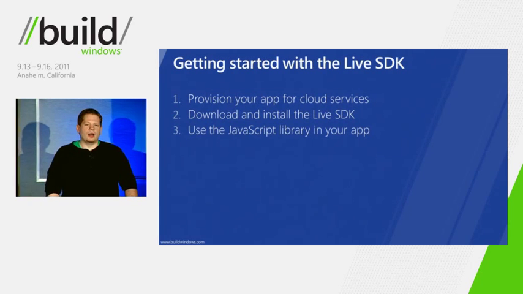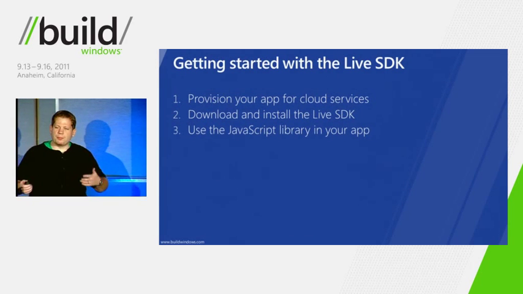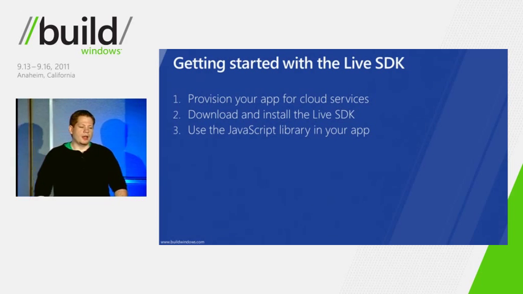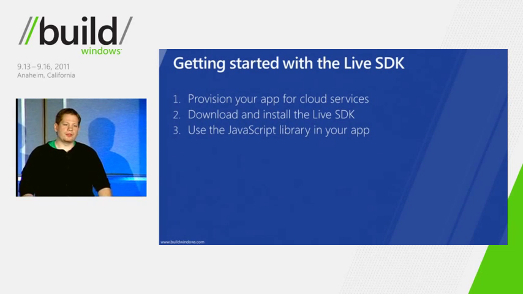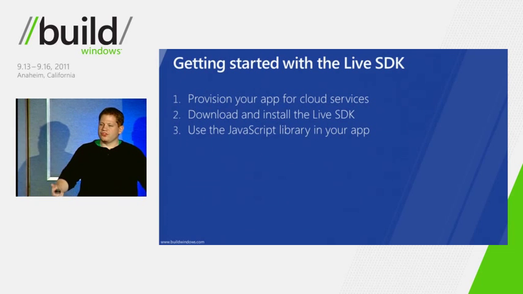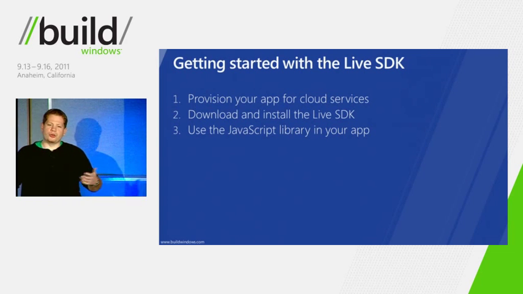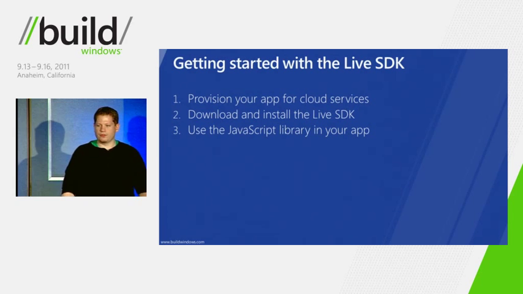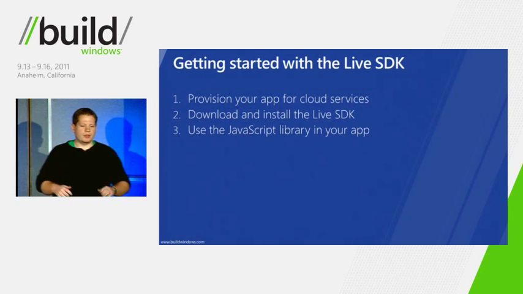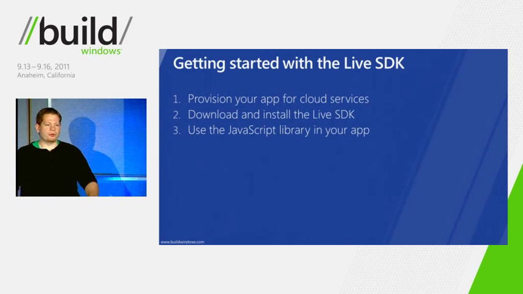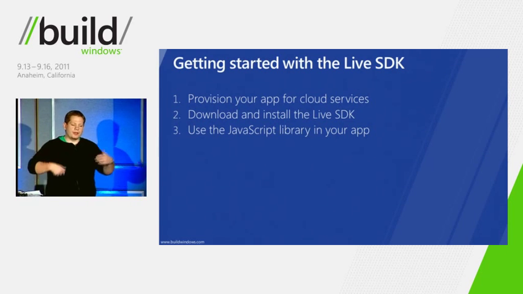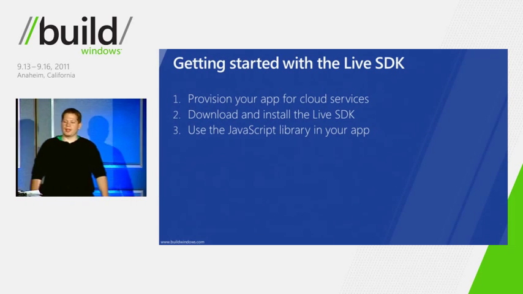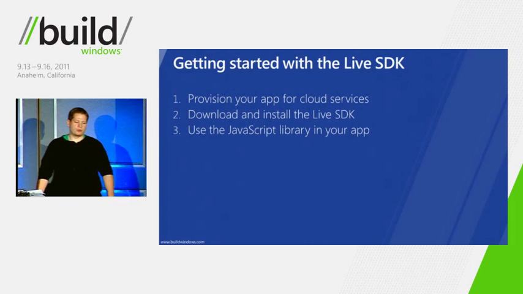And so in order to get started, there's a couple things you need to do. The first one, given that you're interacting with a service and you're building an app, is that the service needs to know about you. So I'll show you how to provision your app for cloud services. It's really straightforward, and it should be kind of a no-brainer for you. From there, I'll show you how to download and install and use the Live SDK. Again, this should be super straightforward.